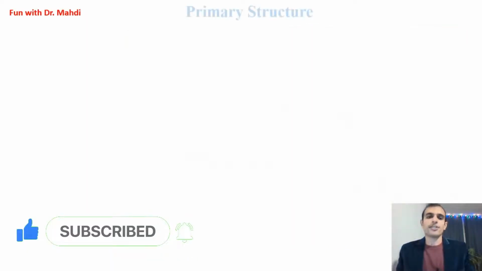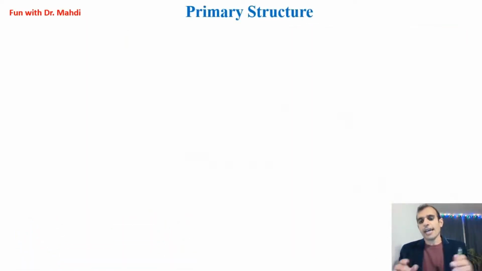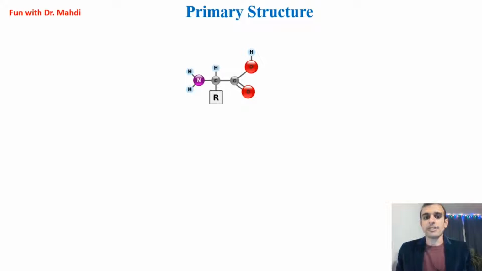I would like to start with primary structure. Protein is a polymer and the monomer for this polymer is called an amino acid. There are 20 different types of amino acids. In the structure of every amino acid, on one side there is an amine group or NH2 and on the other side there is a carboxylic acid group or COOH, but R should be different in different amino acids. Depending on R, they will be classified as basic, acidic and neutral.